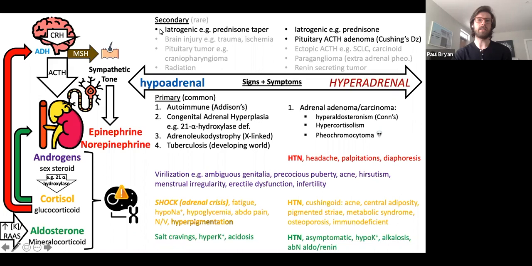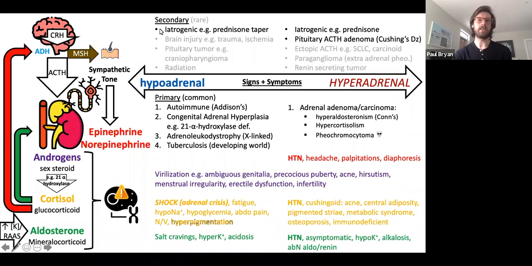Okay, so this is very common. When someone is cushingoid, which means they present with signs and symptoms of high cortisol or high glucocorticoids, actually the most common cause of that would be a pituitary ACTH adenoma, about 70% of those people. That is specifically called Cushing's disease.